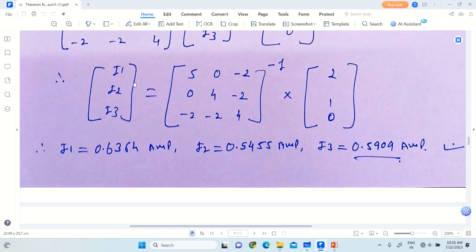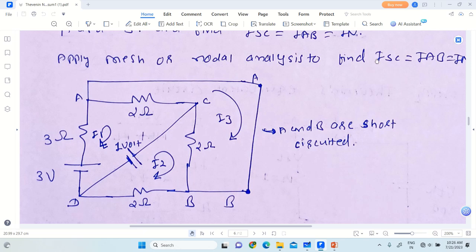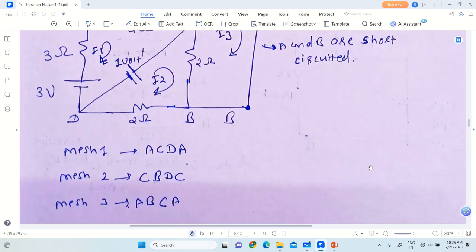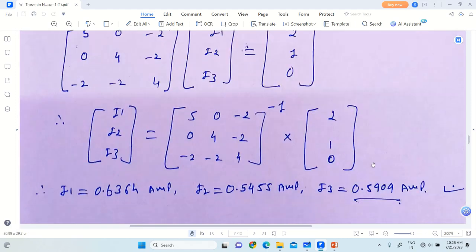So you obtain I1 as 0.6364 amps, I2 as 0.5455 amps and I3 as 0.5909 amps. As I told earlier, we are interested in finding ISC, that is the IAB current which is flowing from A to B, and that is equal to I3. So ISC, or Norton's equivalent current, is I3, and I3 is this much, 0.5909 amps. Right, so we have obtained the Norton's equivalent current, and we had already obtained the Norton's equivalent resistance.